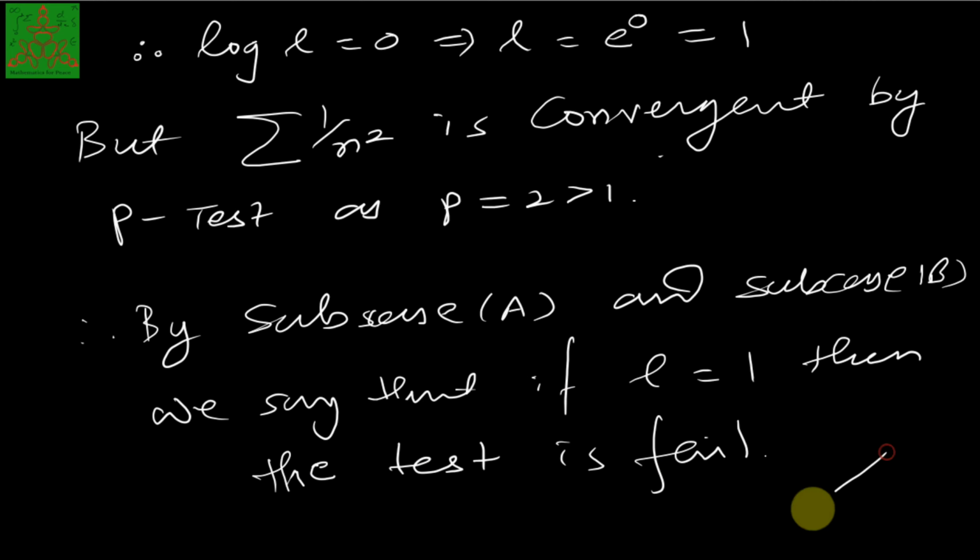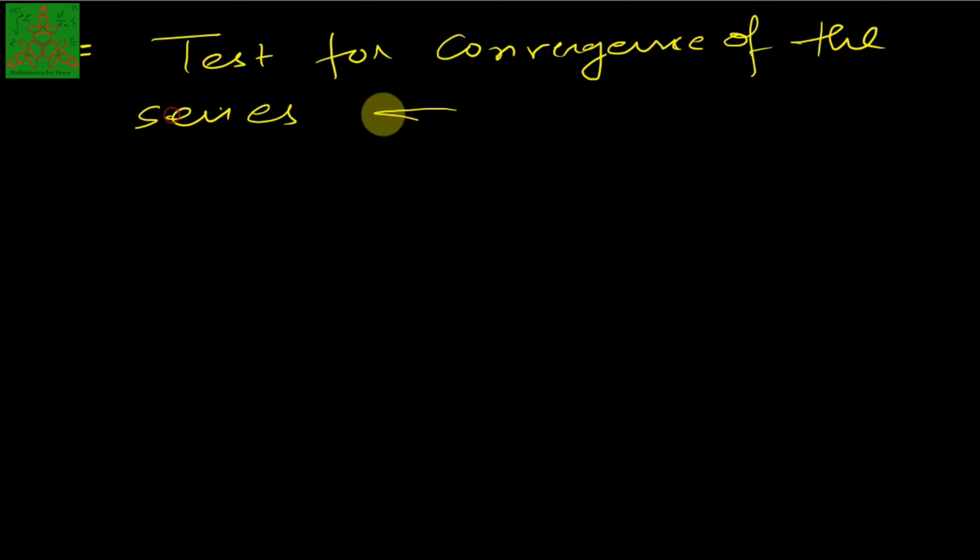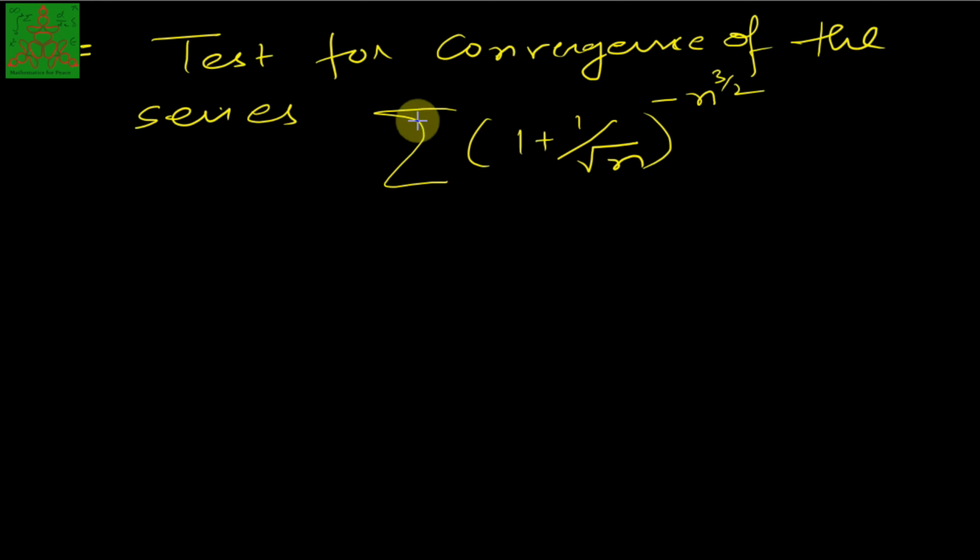This will complete the proof of this theorem. Let us solve a couple of examples to check whether the given series is convergent or divergent. So this is an example. Test the convergence of the series summation (1 + 1/√n)^(-n^(3/2)).